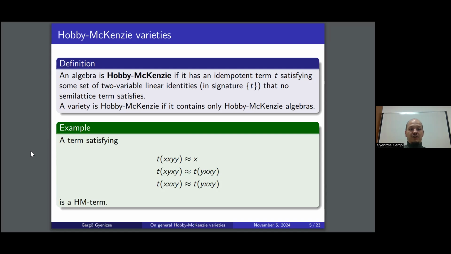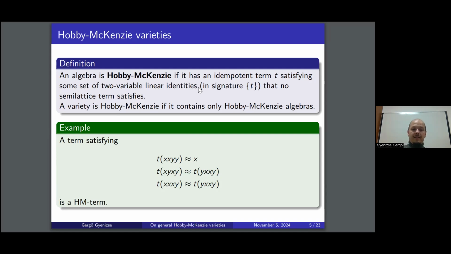So we will call an algebra Hobby-McKenzie if it has an idempotent term that satisfies a set of two-variable linear identities. So far, it is the same as Taylor, but we require not only that it must be a non-trivial set of identities, but we require also that it is not satisfied by any semilattice term.